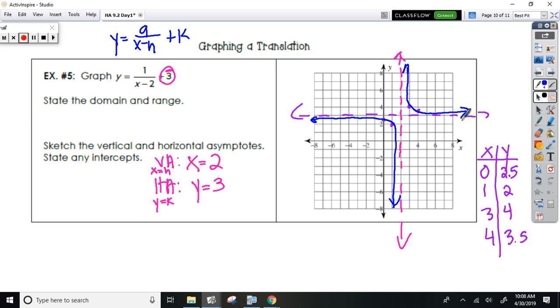It also asks us to state any intercepts. So, the y-intercept, remember, occurs when x equals 0. So that one we actually found in the table. When x is 0, y is 2.5. That one was easy to find in the table. How do you find the x-intercept? We can see that it's like approximately here, but how do you find it, like algebraically?